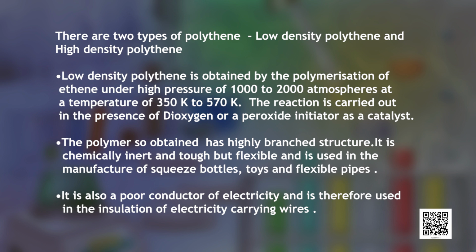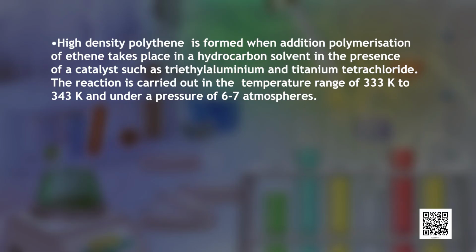It is also a poor conductor of electricity and is therefore used in the insulation of electricity carrying wires. When I talk about high density polythene, it is formed when addition polymerization of ethene takes place in a hydrocarbon solvent in the presence of a catalyst such as triethyl aluminum and titanium tetrachloride. The reaction is carried out in the temperature range of 333 Kelvin to 343 Kelvin and under a pressure of 6 to 7 atmospheres.